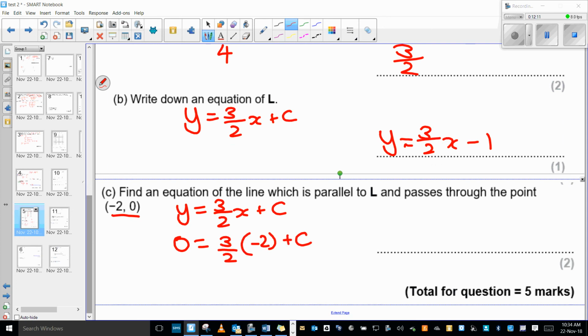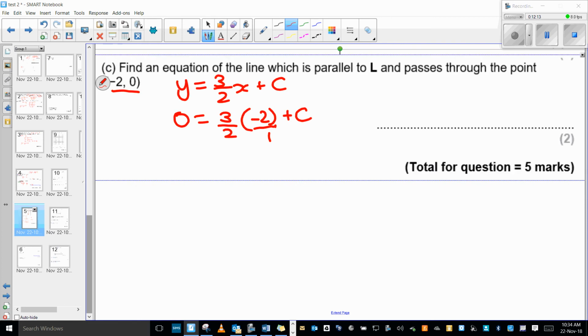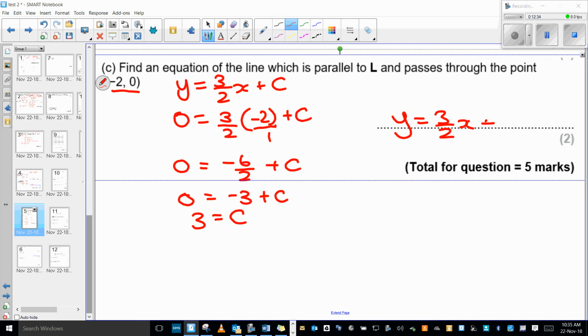Okay, 3 over 2 multiplied by -2 is going to be -6 over 2. -6 over 2 is -3. What do we do to get C on its own? We have to add 3 to both sides. So C is 3. So our equation is going to be y equals 3 over 2x plus 3. Okay?